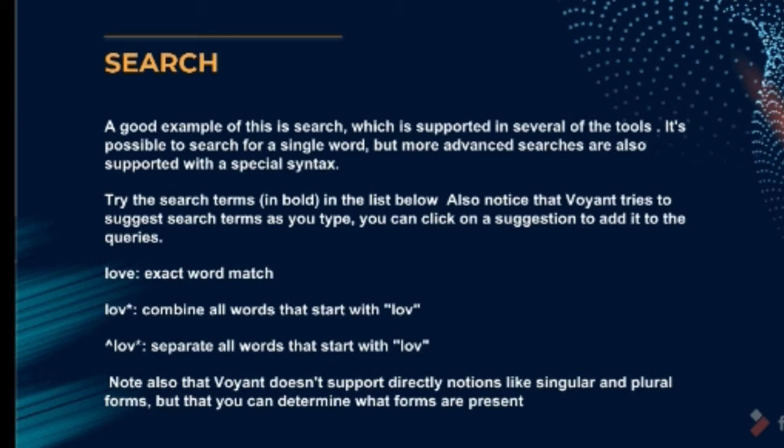And also notice that Voyant tries to suggest search terms as you type. You can click on a suggestion to edit the query. For example, if you type "love", it means an exact word match. And if you type "love" with a star, it means you match words that start with "love". And if you type it like this, it means you separate words that start with "love". And do note also that Voyant doesn't support stemming, like singular and plural forms, but you can determine what forms are present.